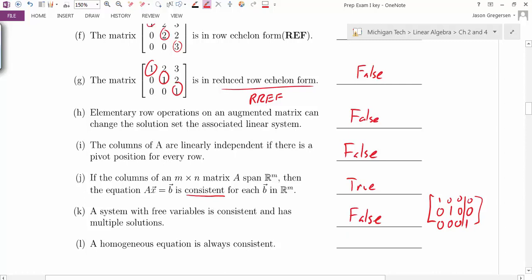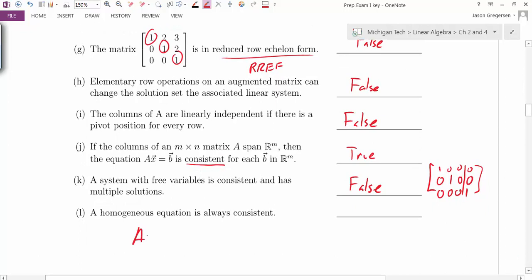And the last one says a homogeneous equation is always consistent. Well, the homogeneous equation is Ax equals the 0 vector. To be consistent, we have to have a solution for this system. Well, if I look at the trivial solution, x equals 0, this is always a solution. If I plug in x equals 0, I get A times 0, which is always equal to 0. So this is always a solution to the homogeneous equation, which means that the homogeneous equation is always consistent. So this one is true.